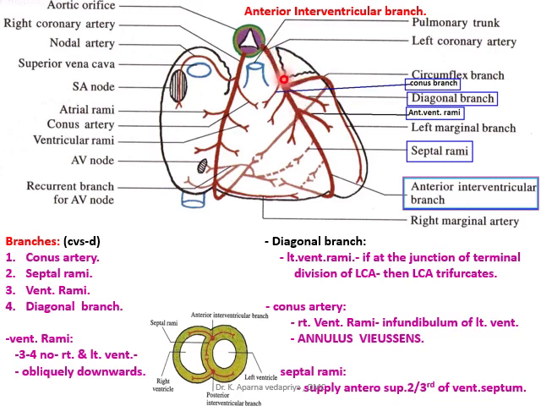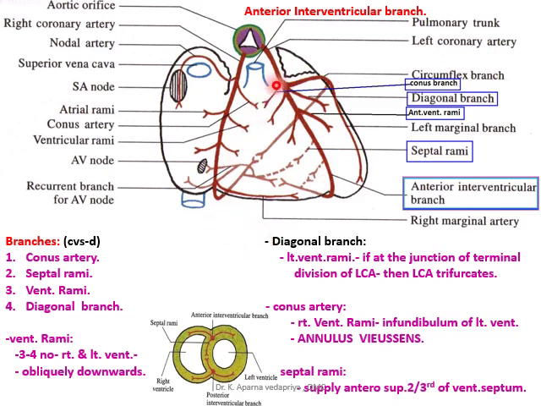Normally, the left coronary artery bifurcates into its terminal branches, the circumflex artery and the anterior interventricular artery. If the diagonal branch is arising at the junction of the termination of the left coronary artery, then the left coronary artery is said to be trifurcating into the circumflex branch, the diagonal branch, and the anterior interventricular artery as well. Coming to the conus artery.